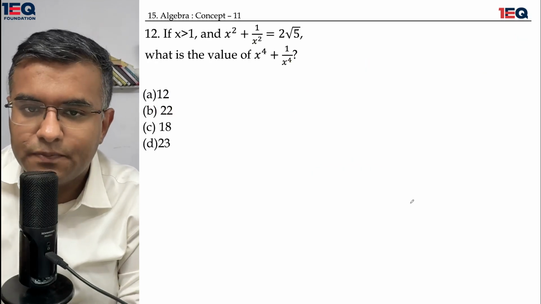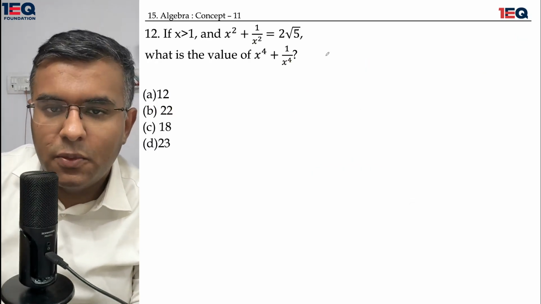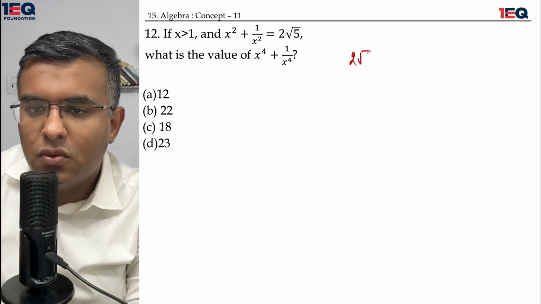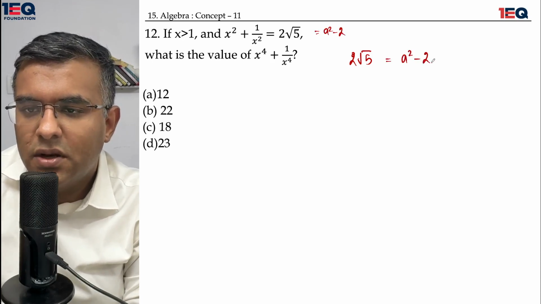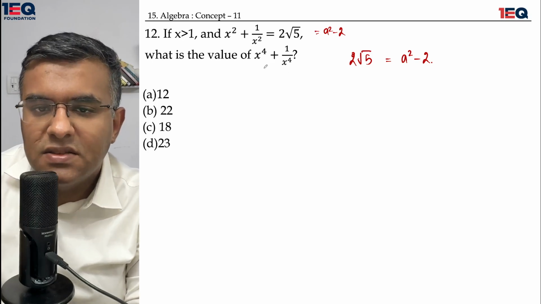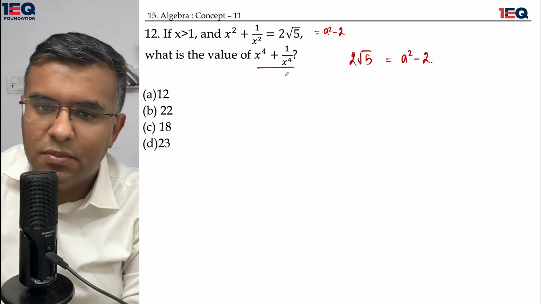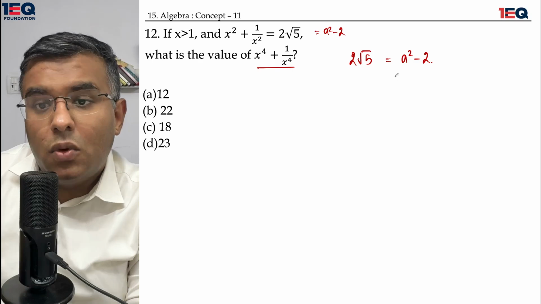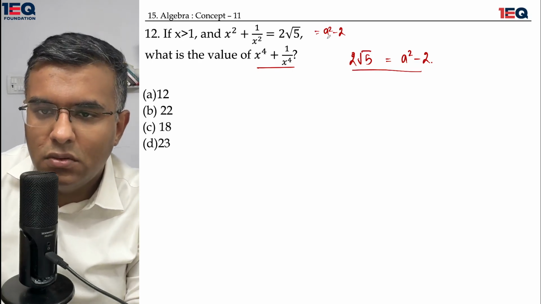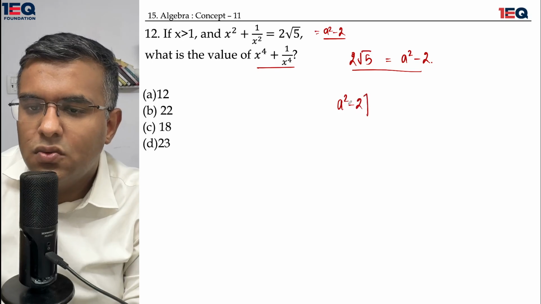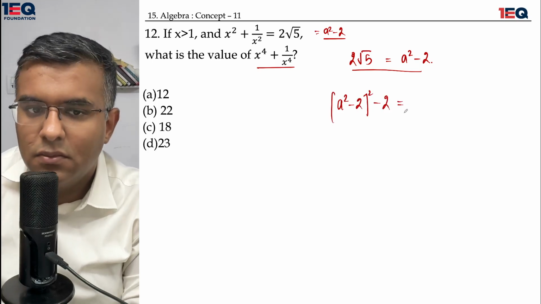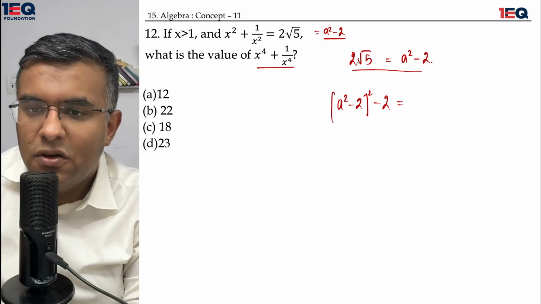Let's move ahead. Another question. I have the value of 2 root 5 with me, which can also be written as a square minus 2. I'm writing it as a square minus 2. The question is to find the value of x raised to the power 4 plus 1 by x raised to the power 4. What should I do? I could follow this format, which says that a square minus 2 whole square minus 2 would be my result. What is the value of a square minus 2?